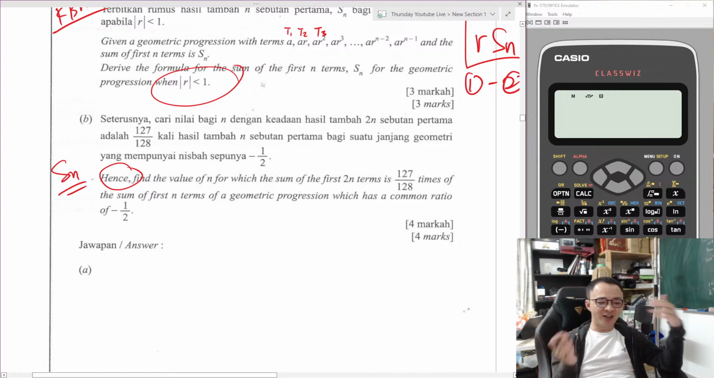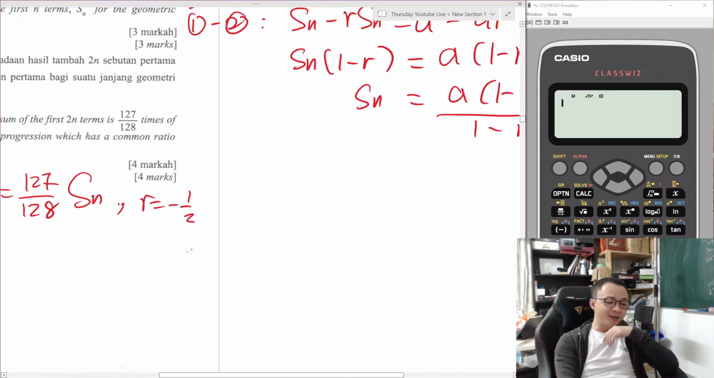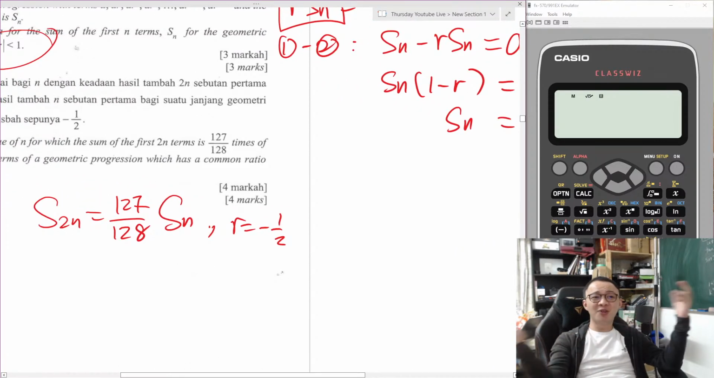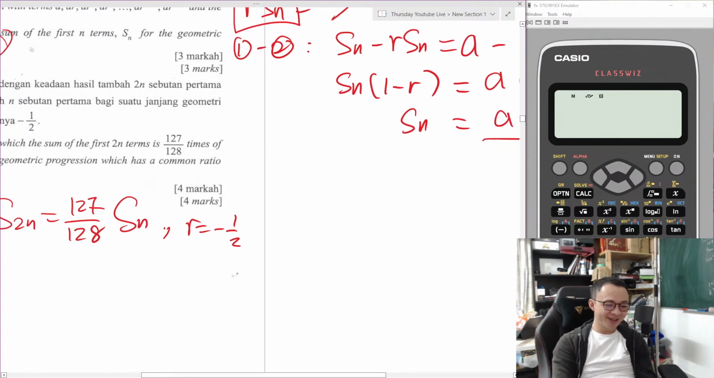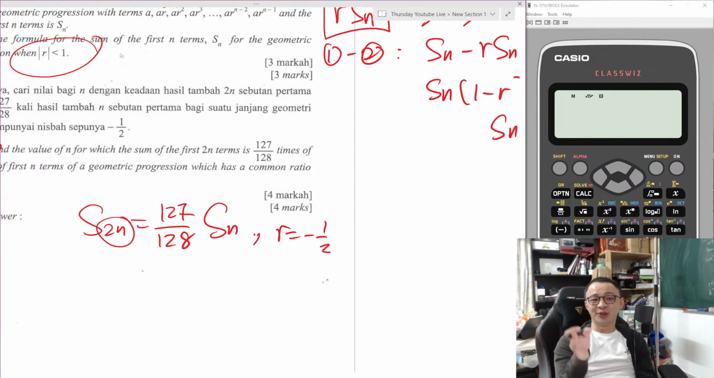Okay, so find the value of n for which the sum of the first 2n terms, that means S2n, is equal to 127 over 128 times the sum of the first n terms, Sn, when R equals negative 1 over 2. Alright, a lot of words to do. I guess maybe you need to form an equation, and then after that you need to solve the quadratic as well. But let's do it. When S2n, nothing special, just the whole Sn formula, whenever you see the n, you need to sub the 2n into it.